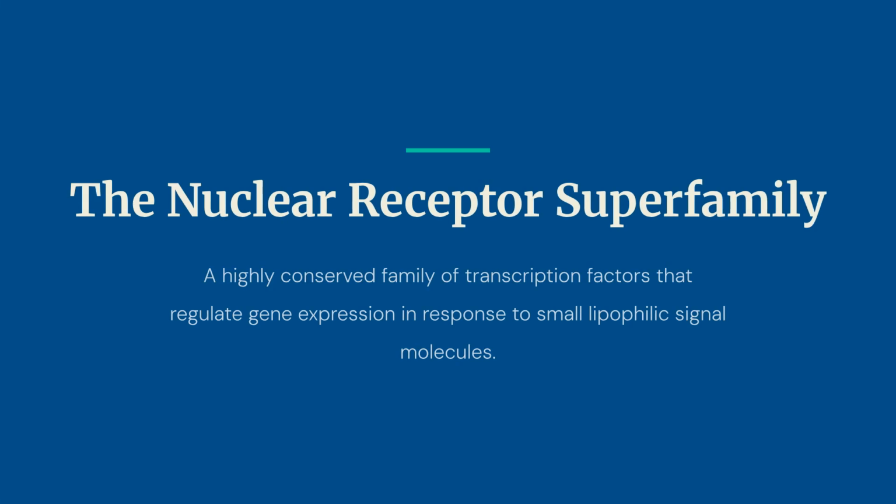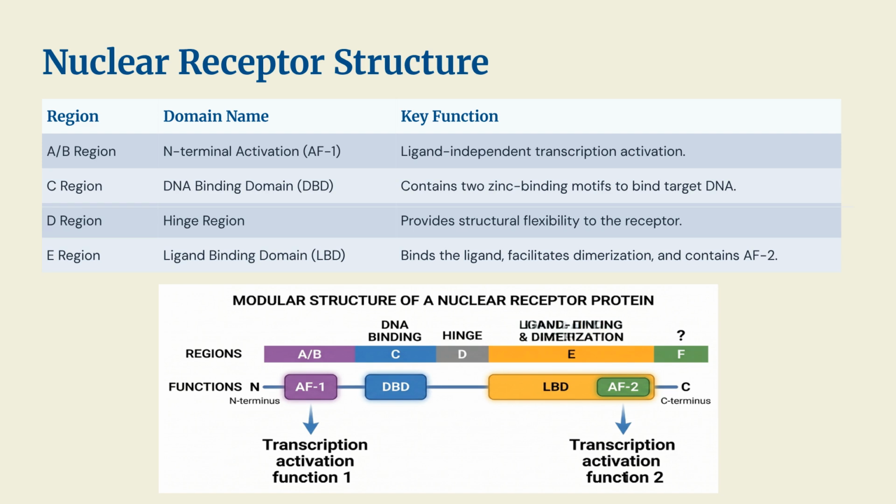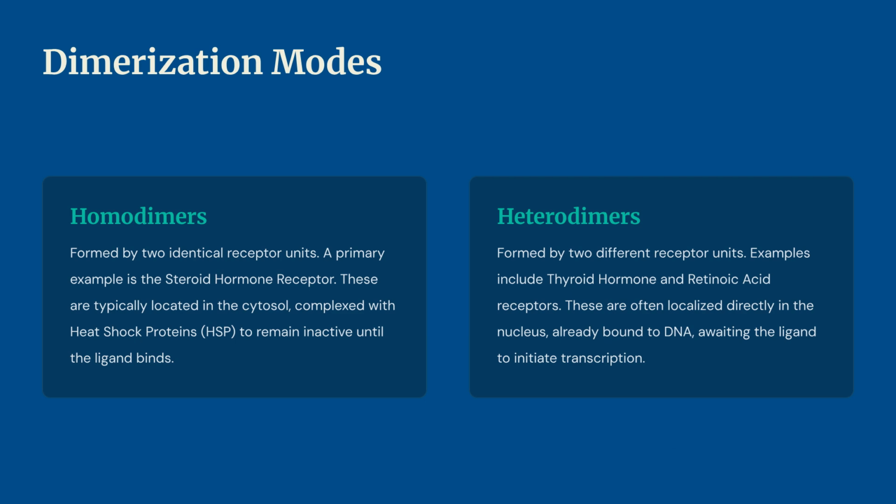The nuclear receptor superfamily is a conserved family of transcription factors. They regulate gene expression and response to those small lipophilic signaling molecules. Nuclear receptors have a modular structure. This includes the N-terminal activation region, the DNA binding domain, a flexible hinge region, and the ligand binding domain, which facilitates dimerization. Receptors dimerize in two ways.